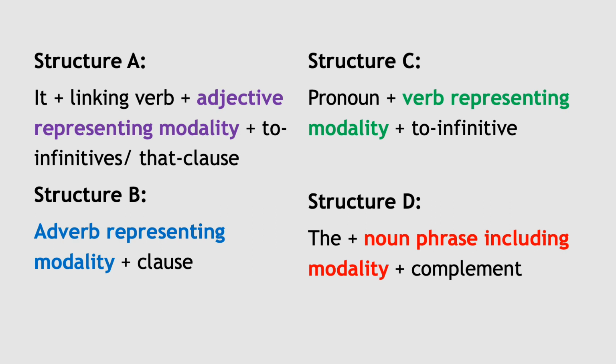Okay, so in structure A, we are using adjectives representing modality, and in structure B, we are using adverbs. In C, we are using verbs, especially the reporting verbs and thinking verbs. Okay, and in structure D, we will pack everything inside the noun phrase, the noun phrase including modality.